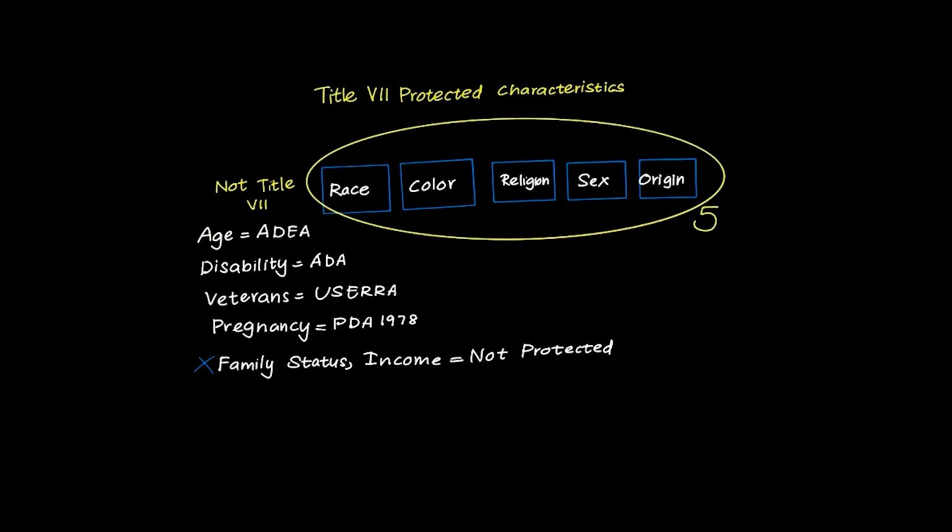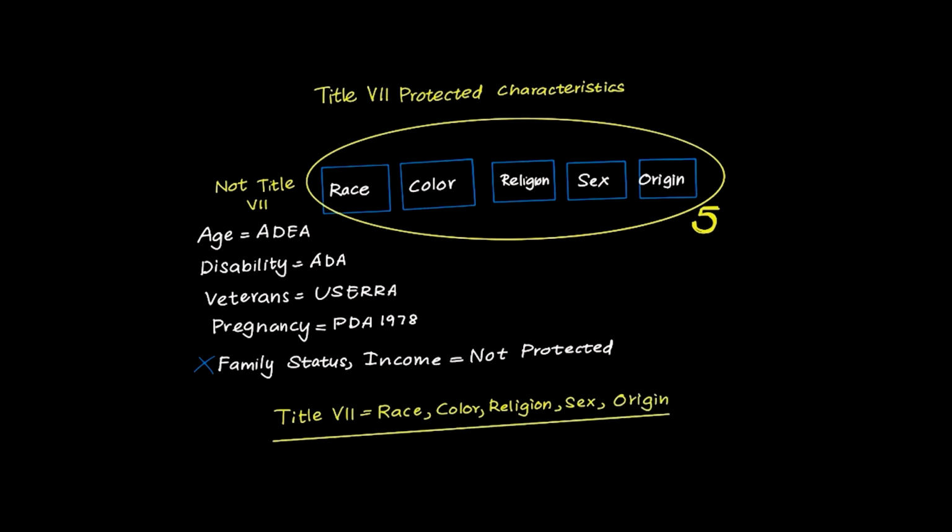Here's a WGU D351 OA exam tip for you. When asked specifically about Title VII protected characteristics, the answer always includes race, colour, religion, sex, and national origin. Nothing more. Quick recall hook. Title VII = race, colour, religion, sex, origin.